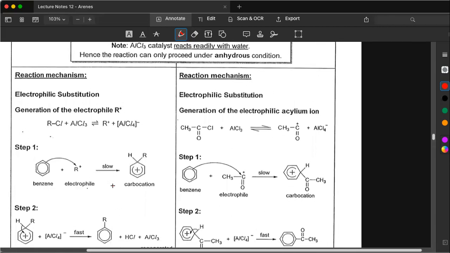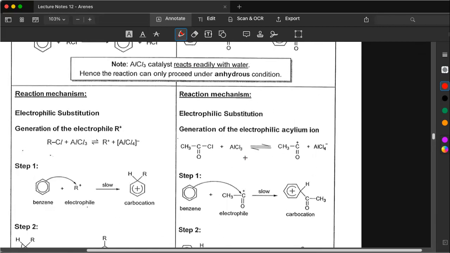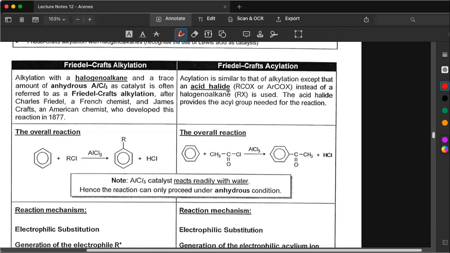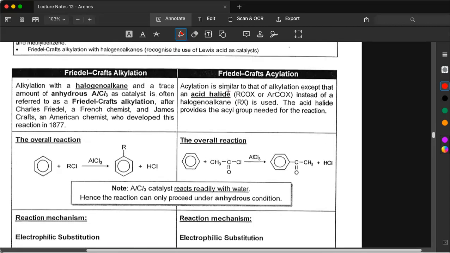As for acylation, correct? Friedel-Crafts acylation is similar to the one on the left, except that we are using an acid halide like RCOX on an aromatic ring. This is not argon, no, this is aromatic. I need to emphasize aromatic ring. Okay.